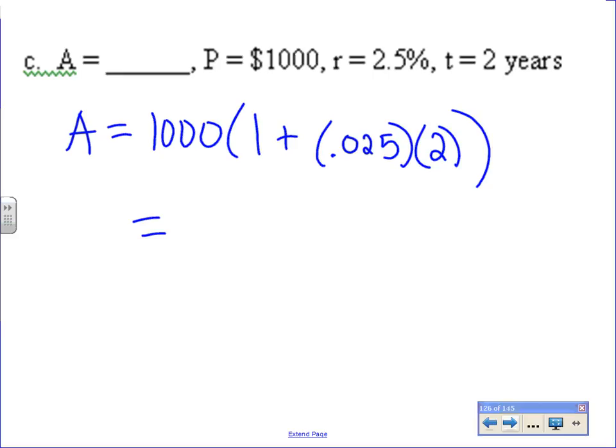Ray, what did you get? Raise your hand if you agree with Ray. Who got 1,050? I need to see a show of hands if you agree. Okay, awesome. Just about all of you. So 1,050, that is the account balance.